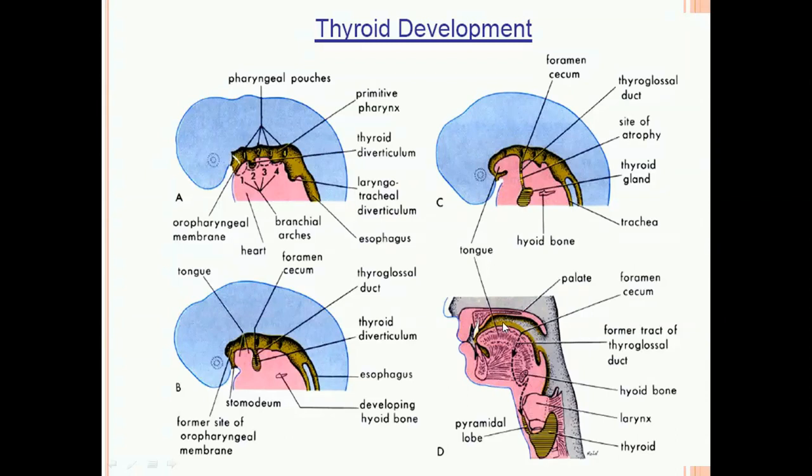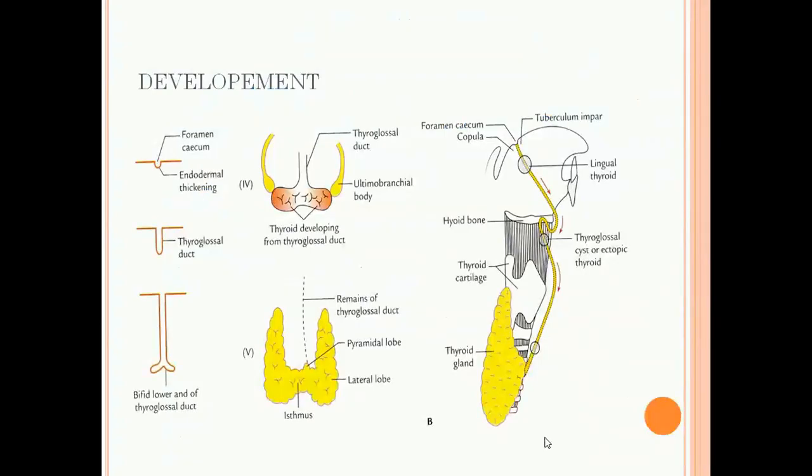So that's how the thyroid, which was formed almost on the surface of the tongue at the level of foramen cecum, descended down into the neck below the hyoid bone, within the thyroid cartilage. So formation is at the tongue level. Later on, it descended below to the neck. This is the formation of the foramen cecum and the endodermal thickening, the thyroglossal duct and the cyst, presence of the developing thyroglossal duct.